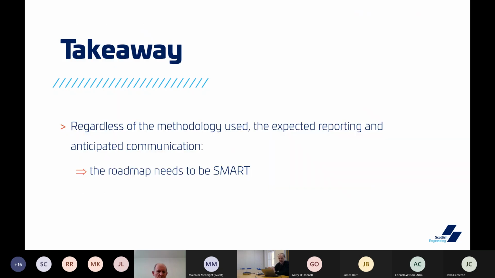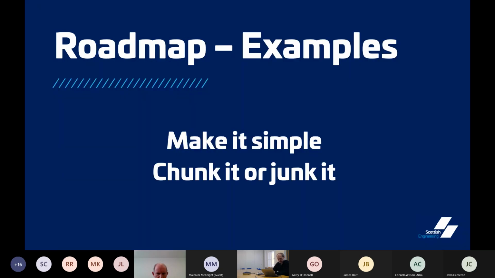So the takeaway from this part is that regardless of the methodology you use and regardless of what you're planning to report, you need a roadmap to be SMART. Whichever way you go at it, it's going to have to be SMART. The key thing is to make it simple. Chunk it or junk it: you take your roadmap, you take the steps, you make small steps, and then go forward on that journey. And if you can't break it into small steps, then there is something wrong. So that's why you junk it.